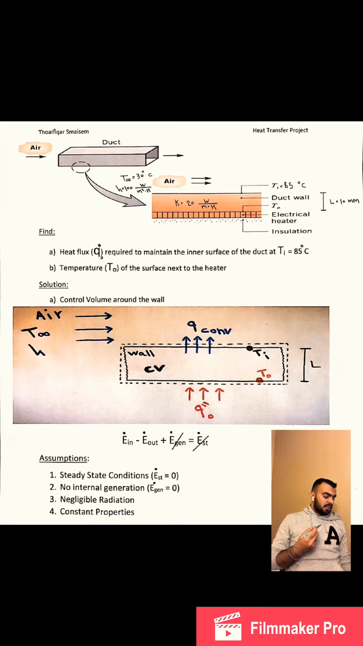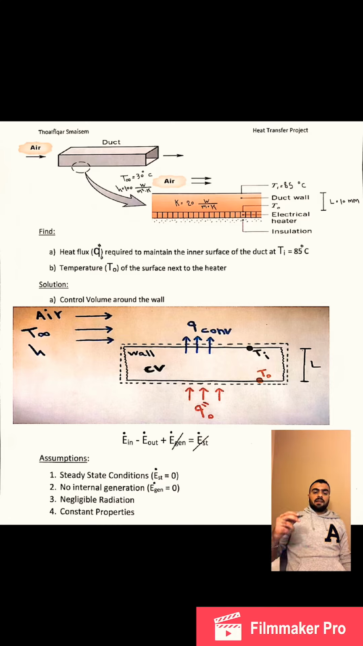For our second assumption, we're going to assume there is no internal generation, so the E-gen is going to be cancelled. So we will be left with energy in equals energy out. For our third assumption, as I mentioned already, we're going to neglect radiation for this problem. And the very last assumption is that we are going to have constant properties everywhere in the duct.